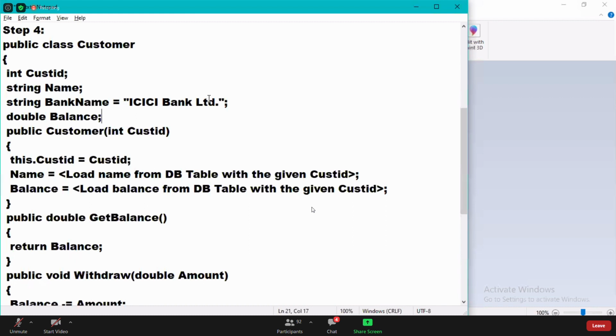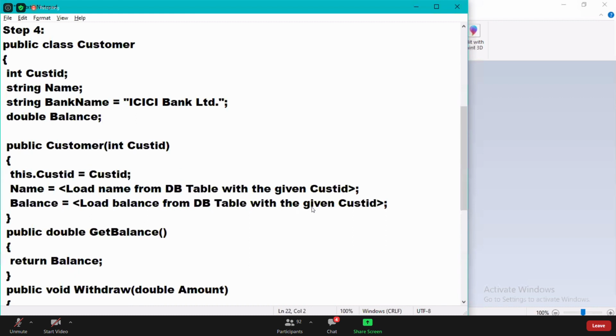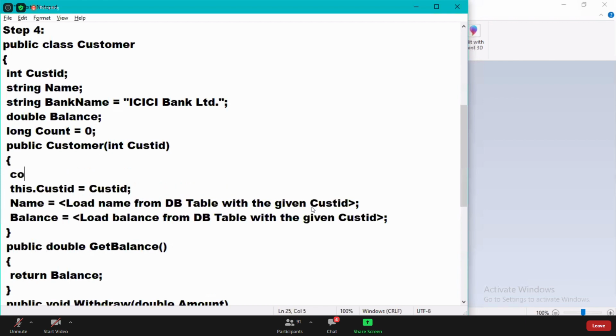Okay, so now I'm just going to do it. Long count is equal to 0. Now here I'm writing count plus equals 1. So every time an instance is created, this count will be incrementing and you will be finding out the count. Understood?